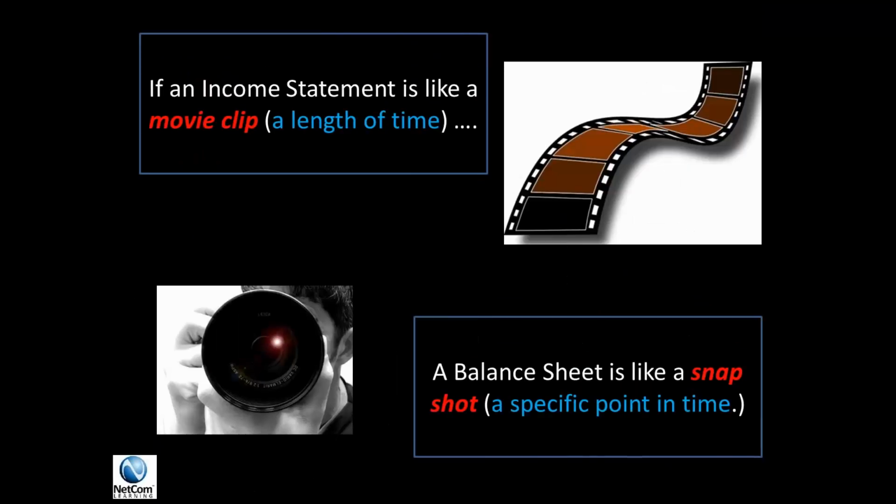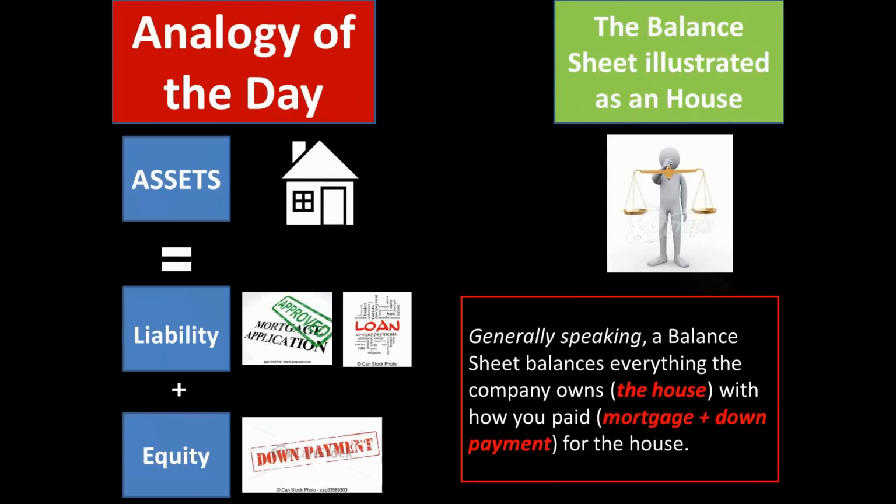If an income statement is like a movie clip, as we explained in our last financial webinar, a balance sheet is like a snapshot for a specific point in time. The analogy that we're going to use for the balance sheet is a house, a home. If you purchase a $1 million home, you may borrow $800,000 from the bank and put $200,000 down as a down payment. I would like you to envision the entire balance sheet as the home is the asset. The liability part of the balance sheet is the loan, the mortgage amount, and the equity might be analogous to the down payment.